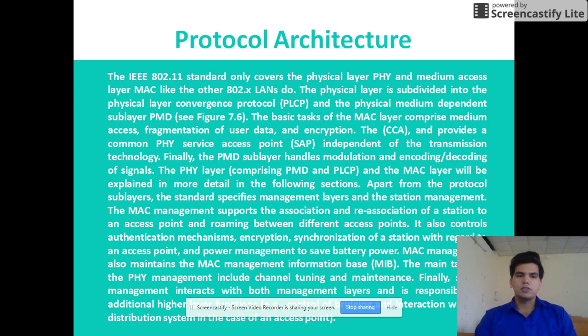Apart from the protocol sublayers, the standard specifies management layers and the station management. The MAC management supports the association and reassociation of a station to an access point and roaming between different access points. It also controls the authentication mechanism, encryption, and synchronization of a station with regard to an access point. It also maintains power management to save battery power. MAC management also maintains the MAC management information base, that is MIB, and the main tasks of the physical management include channel tuning and maintenance.